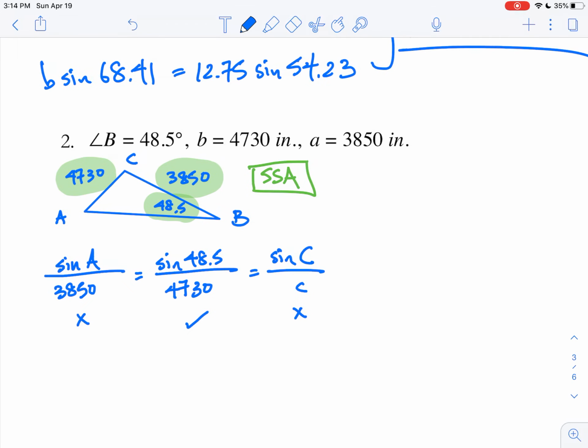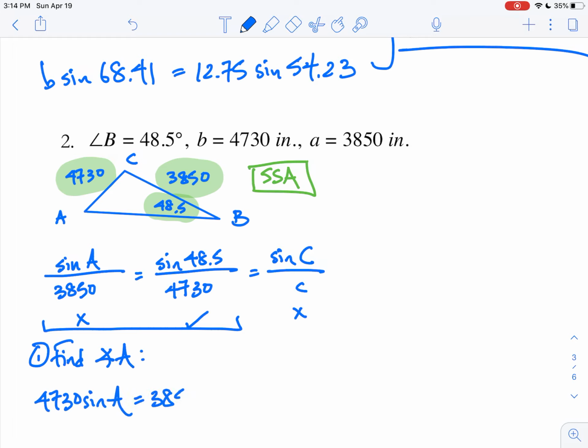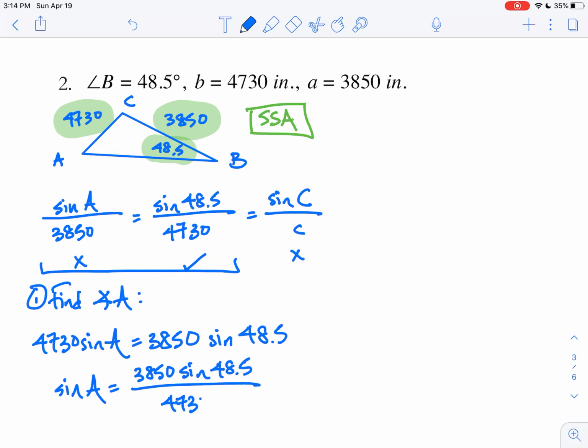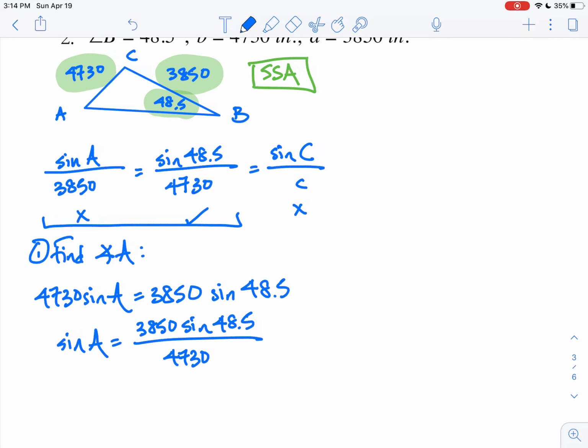All right, so let's find angle A first. I'm going to go ahead and take these two, and I'm going to cross multiply right off the bat to find angle A. So I get 4730 sine A equals 3850 sine of 48.5. All right, sine A equals 3850 sine 48.5 over 4730. Type that into the calculator. Let's see what we get.